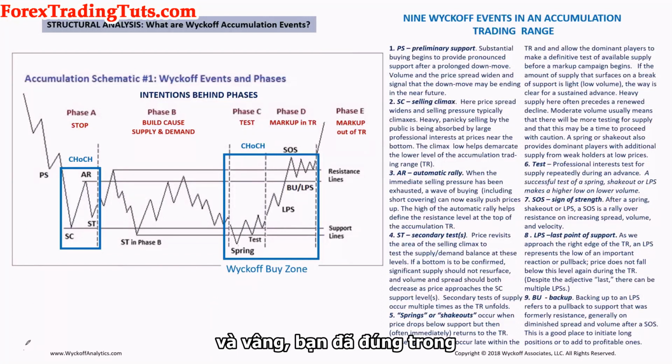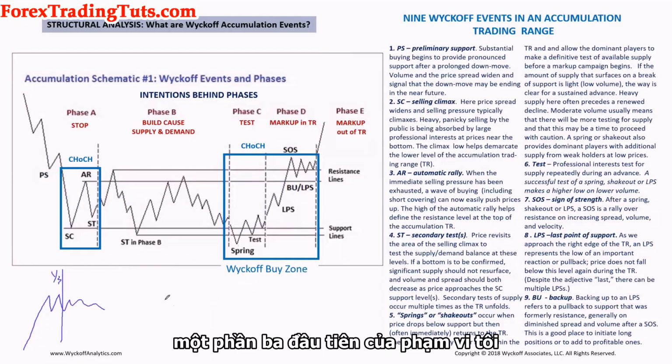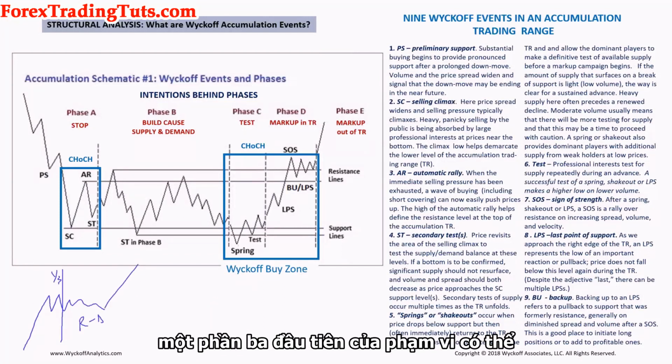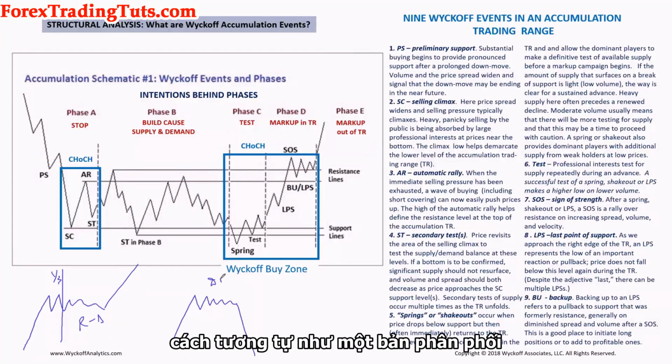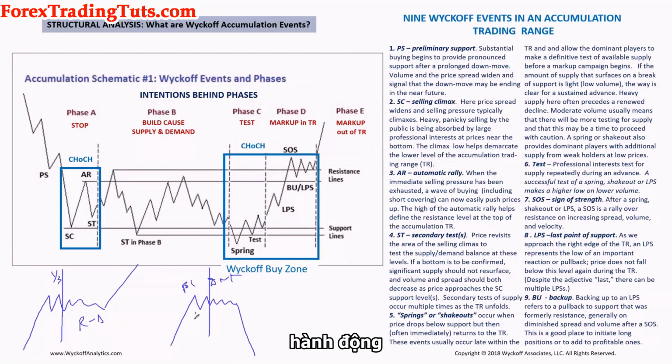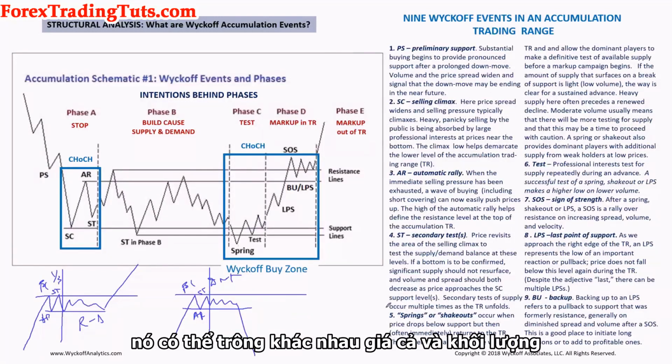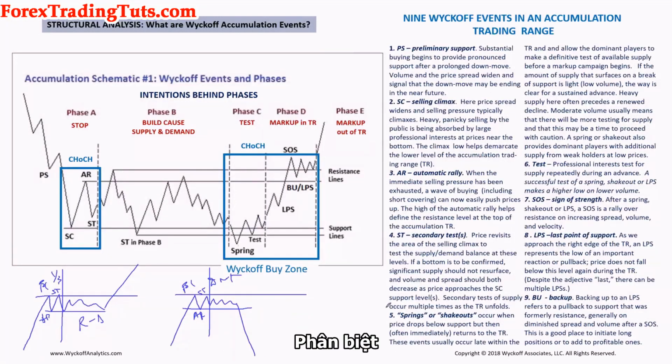And yes, you're right. In the redistribution, the first 1/3 of the range in the reaccumulation could develop the same way as a distribution. It just starts with the same stopping action, change of character, and the secondary test. So it's going to look the same. It could look different in price and volume characteristics. That could be the distinction.